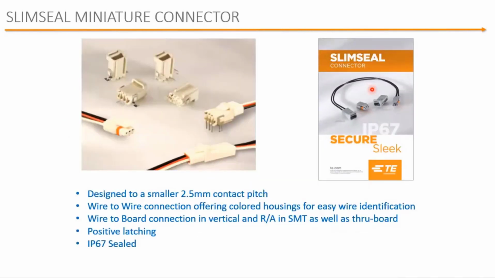There's a Slim Seal miniature connector. It has a smaller contact center line than Slim Seal SSL. Its center line is 2.5 millimeters versus 3.5 millimeters, but it's still capable of operating up to 5 amps. It's a wire-to-wire crimp snap-in connector with IP67 sealing.